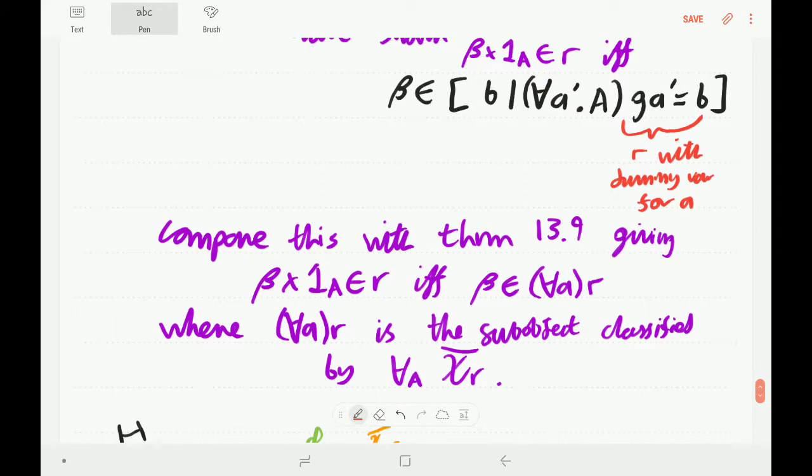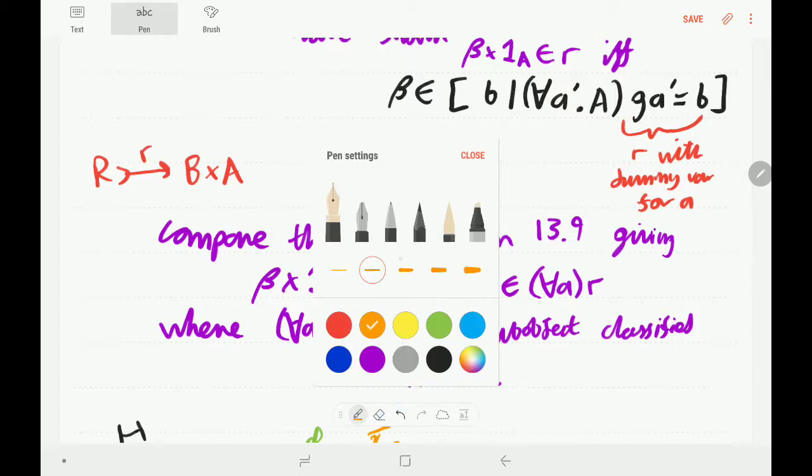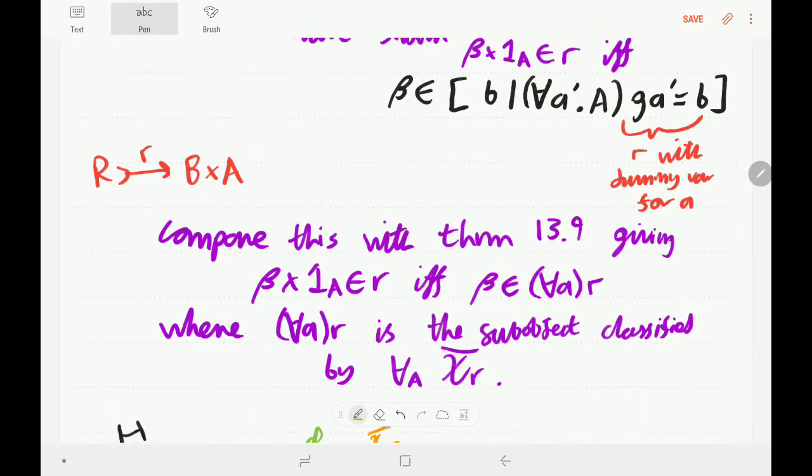Previously, in the last chapter, which I have gone through in the topos videos, we introduced this notation that for a relation, which is a relation, I think it's a monic from B times A, it's a monic R into B times A general one, we have that for one of these generalized elements, like what I've got here, beta times 1A is in R if and only if beta is in for all AR, where for all AR is a sub-object classified by for all A after transpose of chi R.